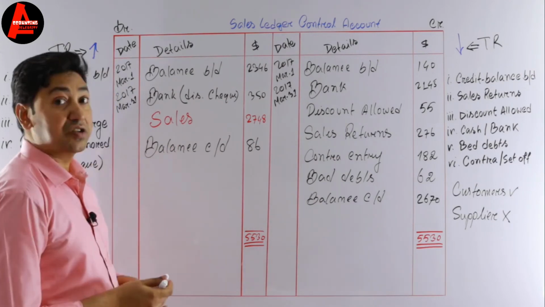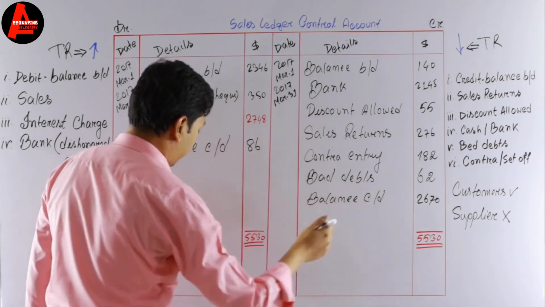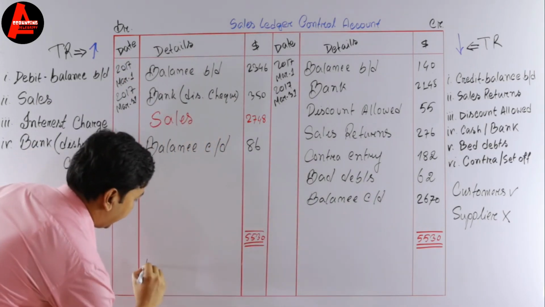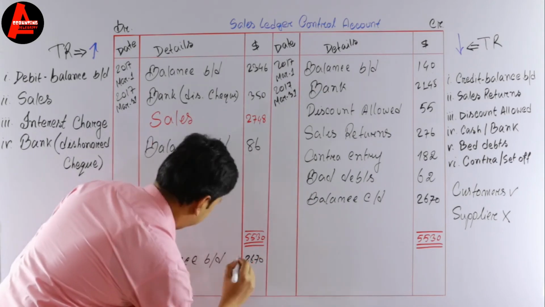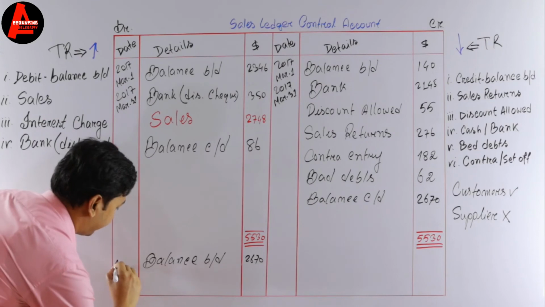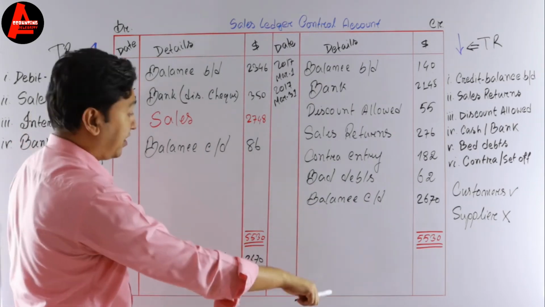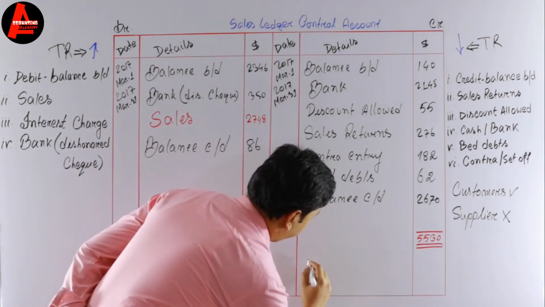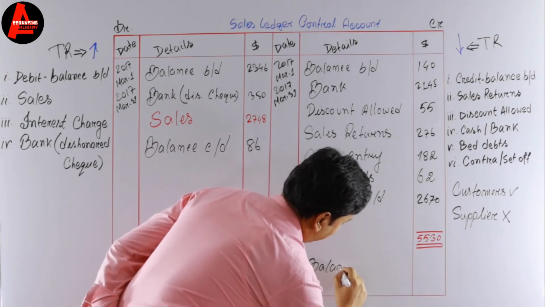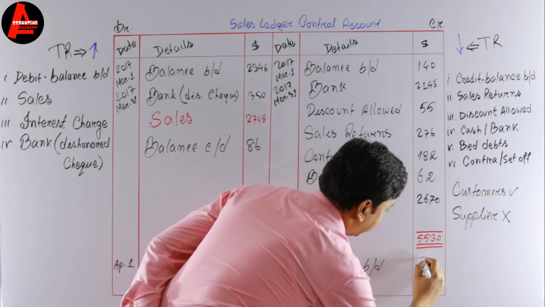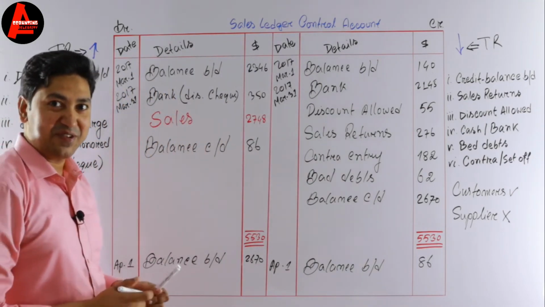So we calculated the value. Now what to do? How to bring down? First of all, this is balance CD in the credit side. Now we'll write here balance BD 2670. The date is written there already, April 1st. So now this balance CD will be brought down on April 1st, balance brought down. It is here 86. Very simple if you understand.